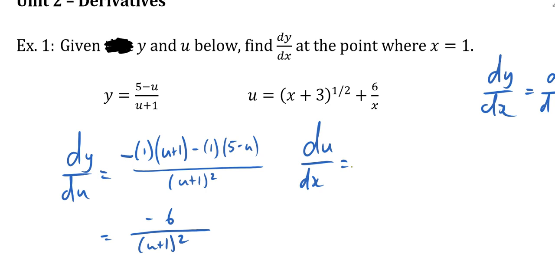This is the sum of two things, so I just take the sum of their derivatives. I just take their derivatives separately. So I'm going to do the derivative of this first bracket, take the exponent, multiply by the outside, so this is 1 over 2 times (x plus 3), subtract 1 from the exponent, so it's to the -1 over 2.